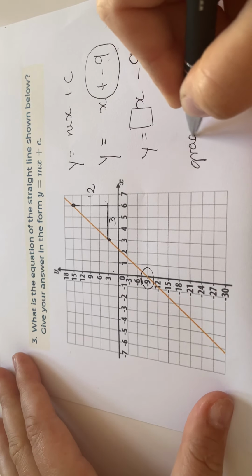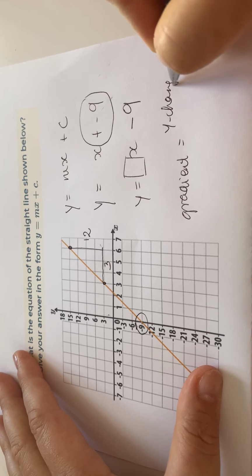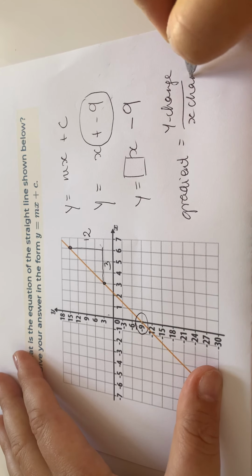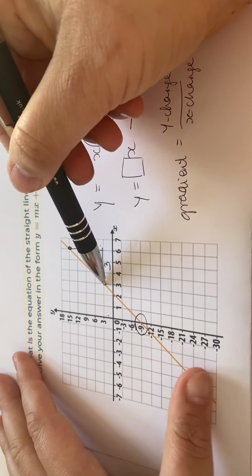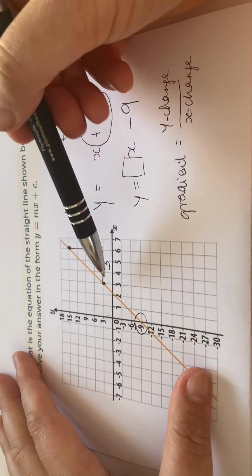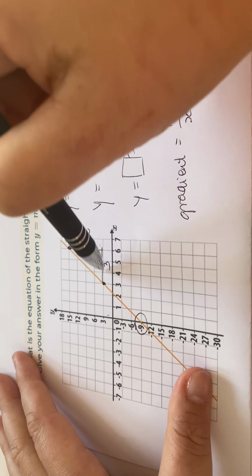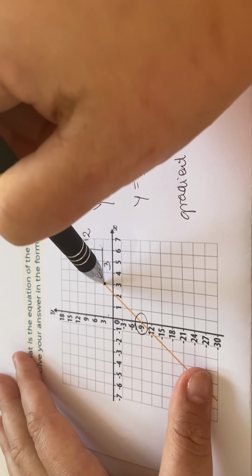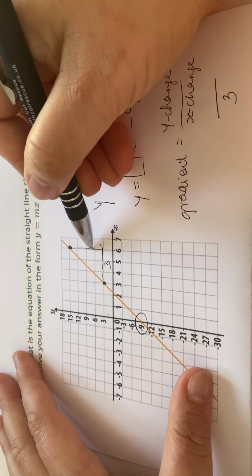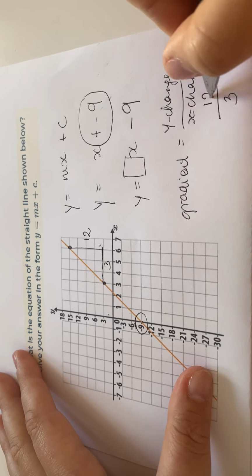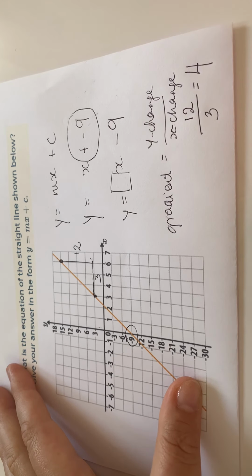So now the gradient is equal to the y change over the x change. If I want to figure out the negatives and positives again, I start from going along the x-axis first, so that's this line. If I start from here and go to the right, that's a positive 3 for the denominator. And then here I'm going up 12, so that's also positive because I went upwards. And this will give us a gradient of 4. 12 divided by 3 is 4.